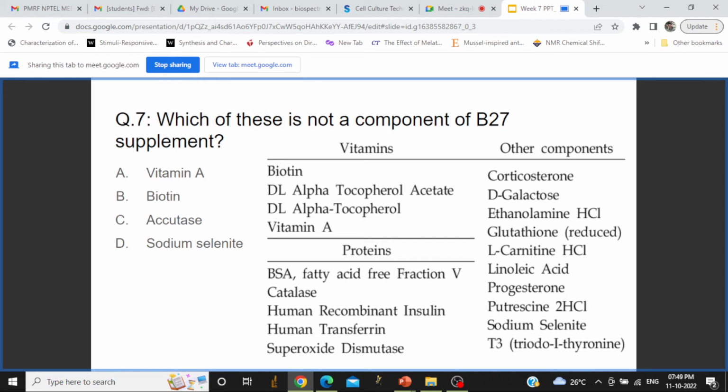So the answer is C. As you can see, accutase is the answer. These are the components of B27 media: vitamin A is present, biotin is present, sodium selenite is present, and accutase is not present. So the answer is C.